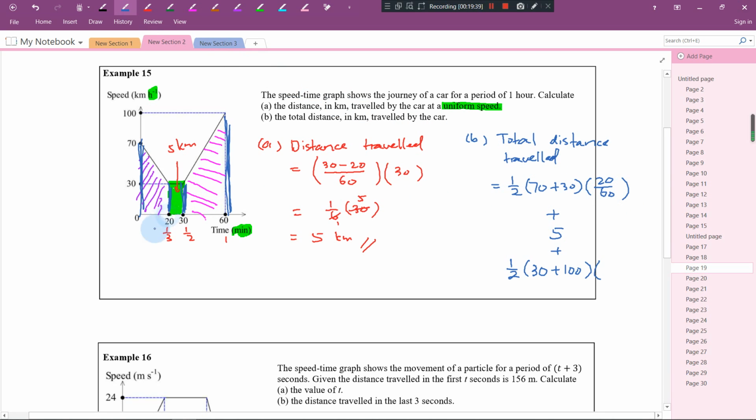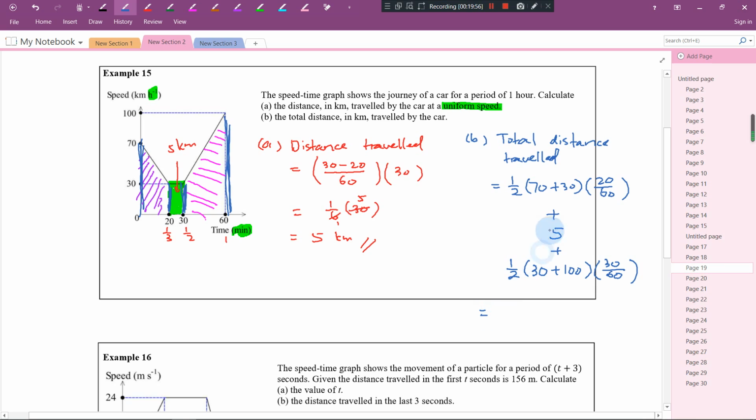If you don't want, you can just times 1 over 3, the same thing. And then here, don't forget, we need to do the same thing. 30 under 60, which is 30 minutes. 30 minutes, we need to convert to hours. We have to divide it by 60.